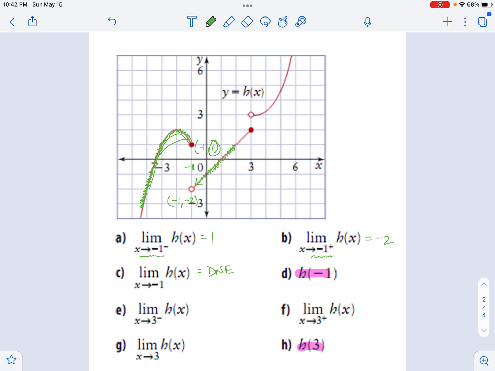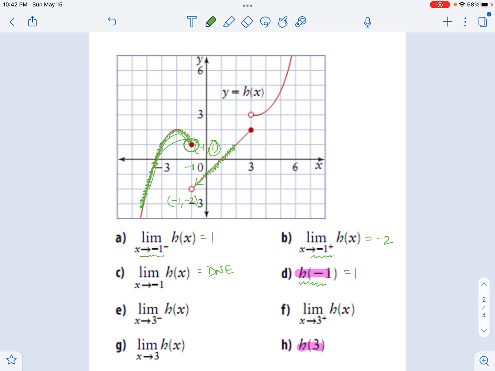Now remember, if it says evaluate h of -1, then we want to know the exact y value of x equal to -1. And that is going to be the solid point. So therefore, we're going to go with a value of 1 because of the point (-1, 1). We do not use the one with the hole.